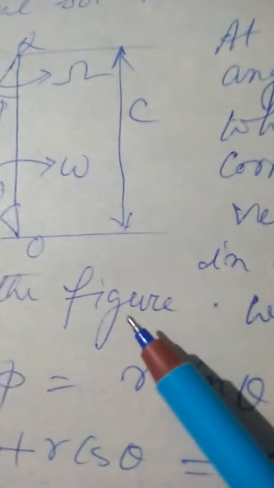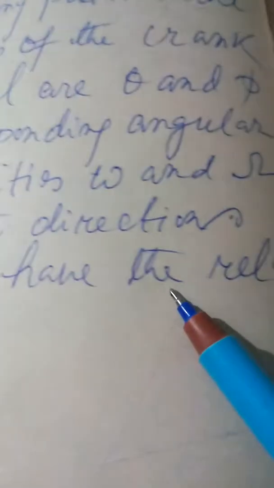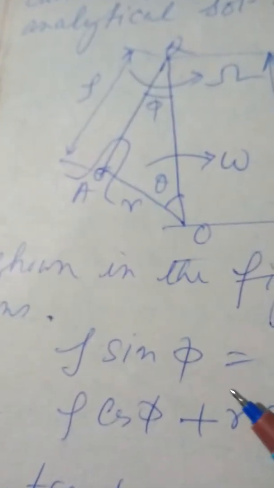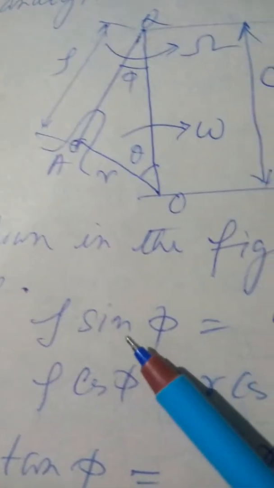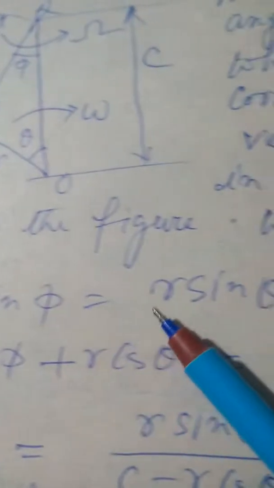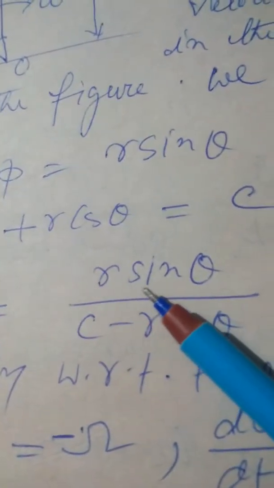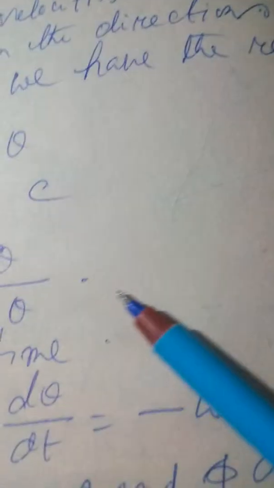In the directions shown in the figure, we have the relations. This is rho. Rho sin phi is equal to r sin theta. Rho cos phi plus r cos theta is equal to c. So tan phi will be equal to this by this. Tan phi will be equal to r sin theta by c minus r cos theta.